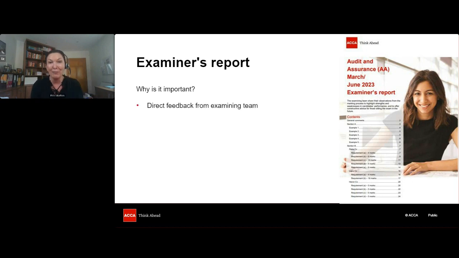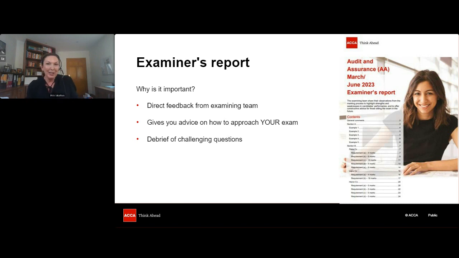It's direct feedback from your examining team. Every exam has its own examining team, and they specifically know what they want you to do. They have a visual idea of what they want to see your answers look like. So getting feedback from that team and understanding what they want really helps you to pass this exam. It also gives you advice on how to approach your answers as well.